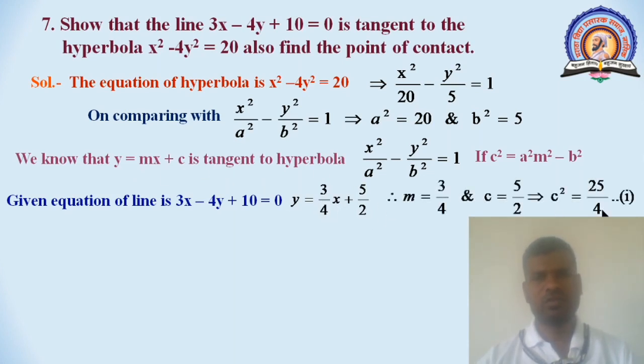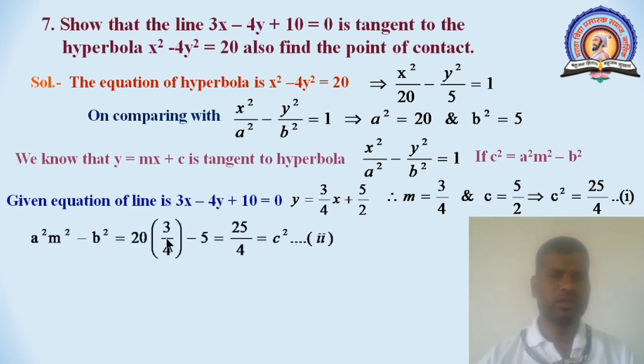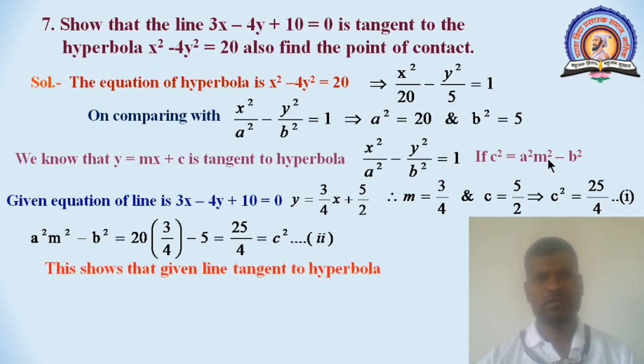That is, c square is equal to 25 by 4. Now consider a square m square minus b square is equal to 20 into 9 by 16 minus 5. On simplifying it, you will get 25 by 4. So this is the value of c square from equation 1. So therefore the condition of tangent, c square is equal to a square m square minus b square, is satisfied. Therefore this shows that the line 3x minus 4y plus 10 is equal to 0 is tangent to the given hyperbola. Now we have to find the point of contact.